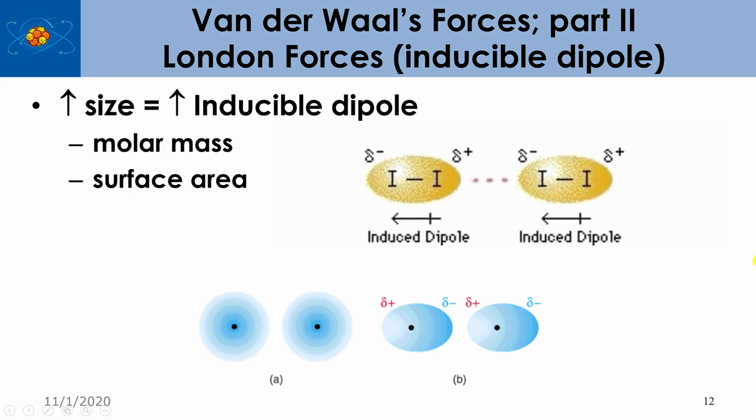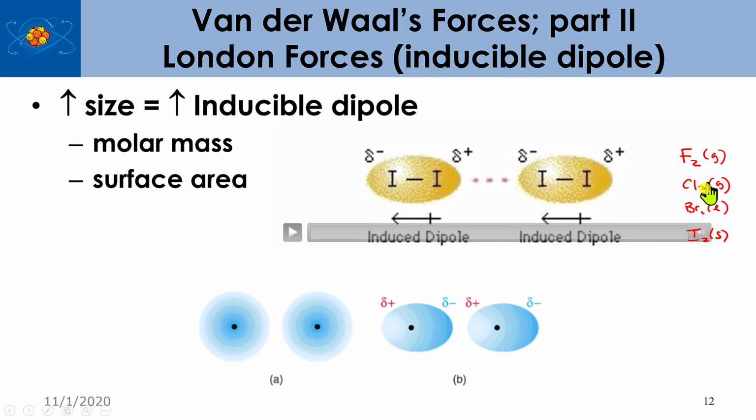Now, let's think about this real quickly. I'm going to draw a couple of different things up here. We have F2, it's a gas. Cl2, gas, room temperature. Br2 is a liquid. And I2 is a solid. So you notice what's happening here.